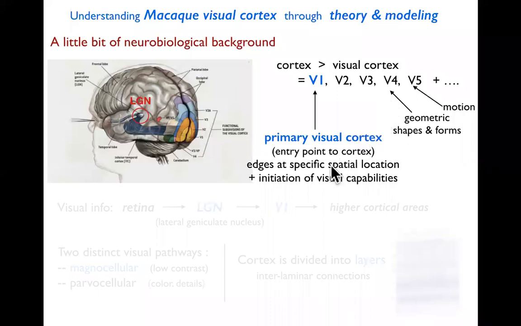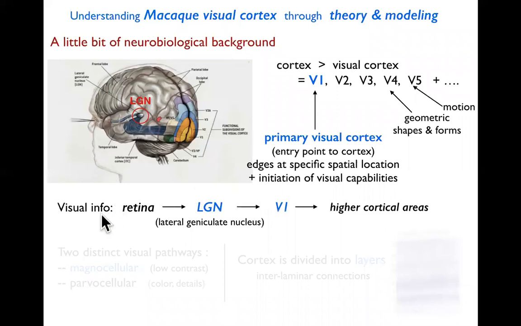So V1, for example, is where edges at specific spatial locations are identified for the first time. V4 is associated with geometric shapes and forms, and V5 with motion and so on. But these cortical areas are unequal. V1 is far and away the largest and the most complex, and many of the properties are actually initiated in V1. It's just that the receptive fields for V1 are so small that these functions cannot be completed, so they are completed further downstream. But many things really start in V1, and it's not fair to think of it as really just edges.